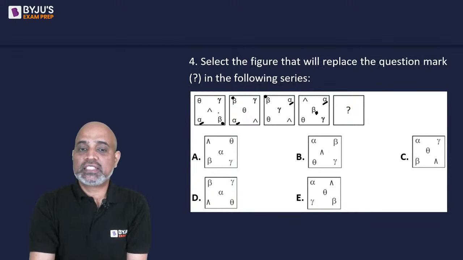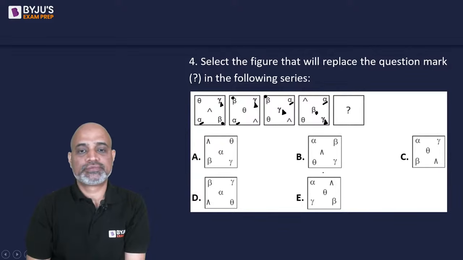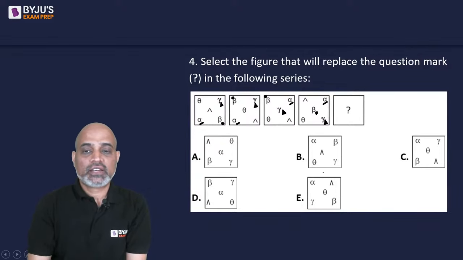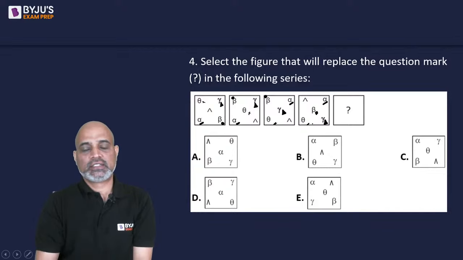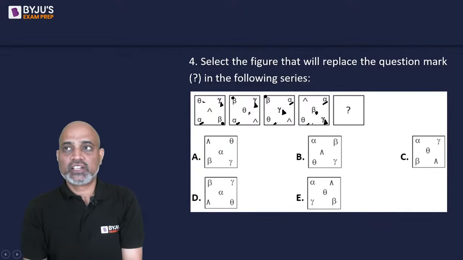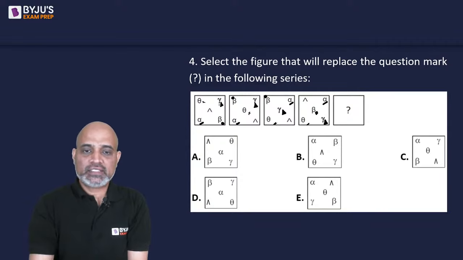Okay, let's look at gamma. Gamma was at one corner, it was again at the same corner and then it came at the center and then it again moved here. Okay? And if we look at theta, theta was at a corner, it came to the center, it stays in the southwest side. So the pattern is what comes here.